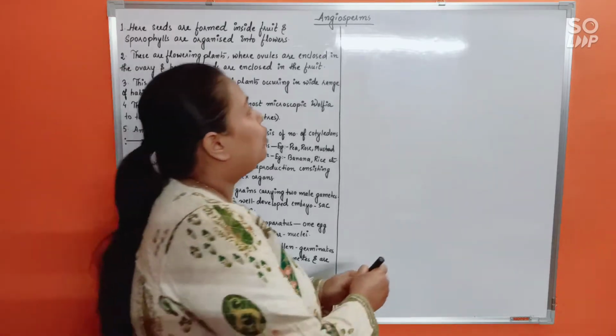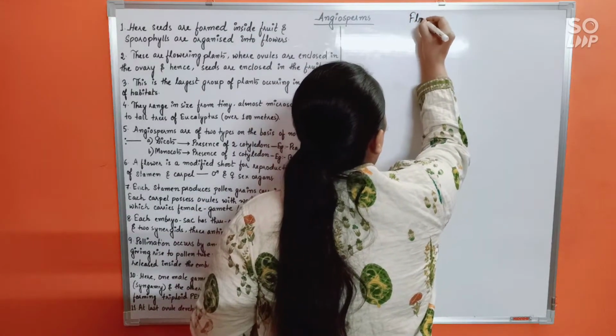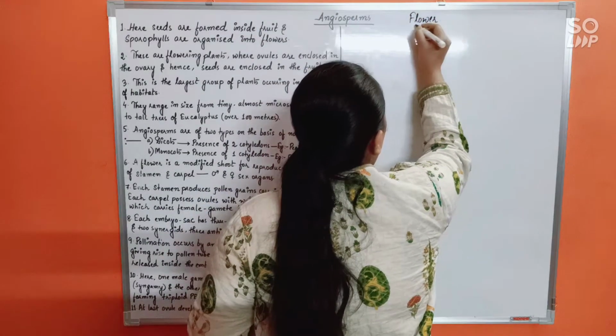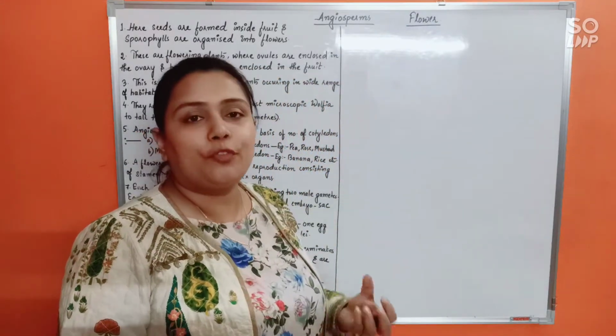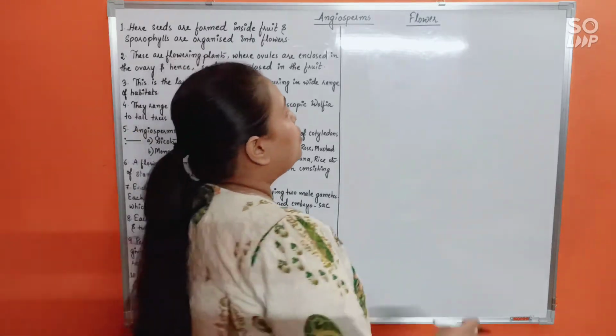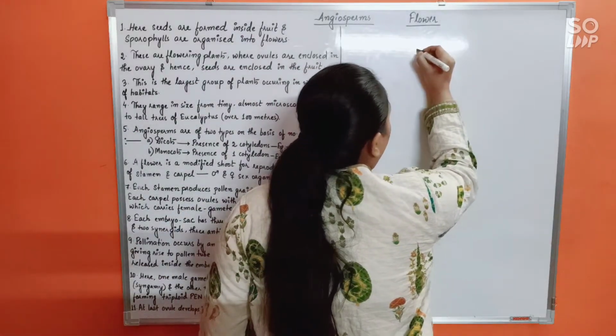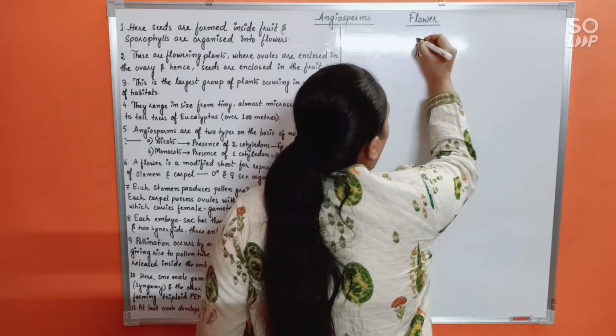So we'll start with the flower. You have learned regarding the flower and its morphology in detail in the morphology chapter already, right? So I don't have to make you again accustomed with the structure of the flower. You already know its parts, isn't it?